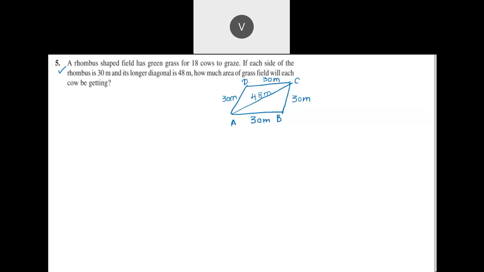And how much area of grass field will each cow be getting? So what we need to find here, children? First of all, we need to find the area and we have to divide by 18. Yes, so we have to find the area of this entire field, and then find out how much area each cow will be getting. This entire area has been divided among how many cows? 18 cows. Clear? So first of all, find out the area.